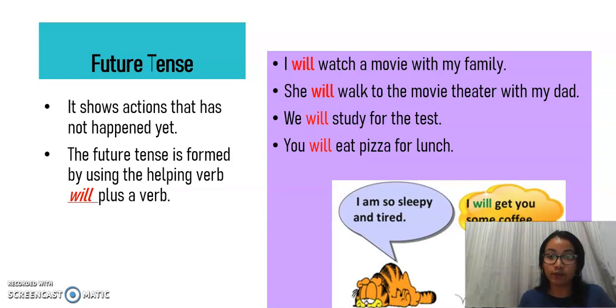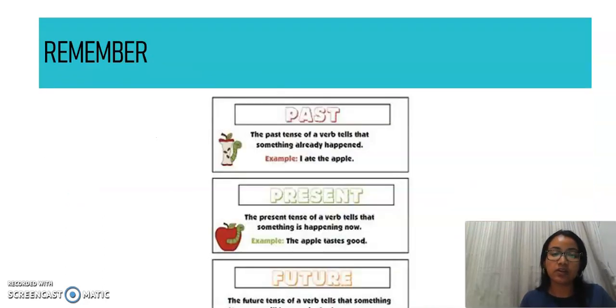We will study for the test. You will eat pizza for lunch. All of those actions are going to happen in the future. So let's remember, we have the past. The past tense of a verb tells that something already happened. Example, I ate an apple, maybe yesterday.